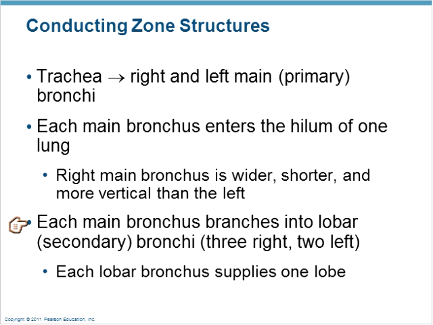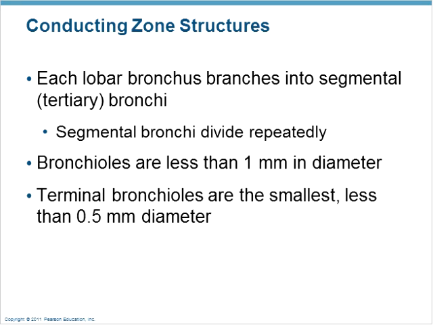Each main bronchus branches into lobar, or secondary, bronchi. There are 3 lobes on the right lung and 2 on the left. The reason is that the left lung also has to account for the heart, which is located there, so the heart fills in what would be the 3rd lobe on the left. Each lobar bronchus, or tube, supplies one of those lobes.